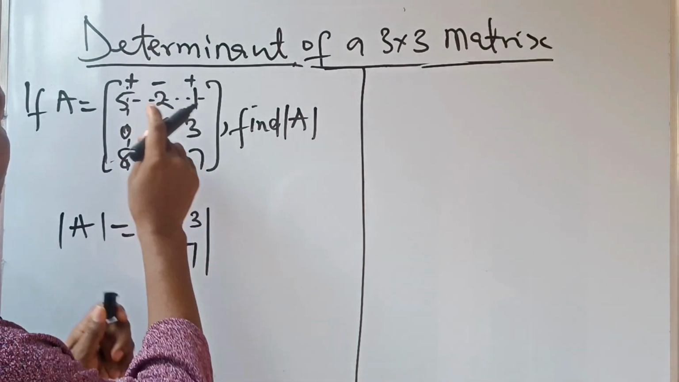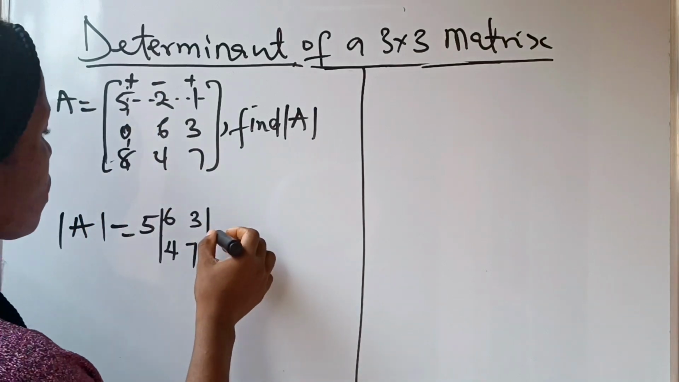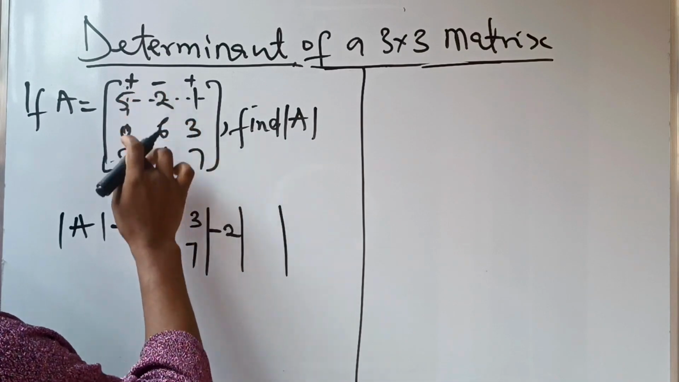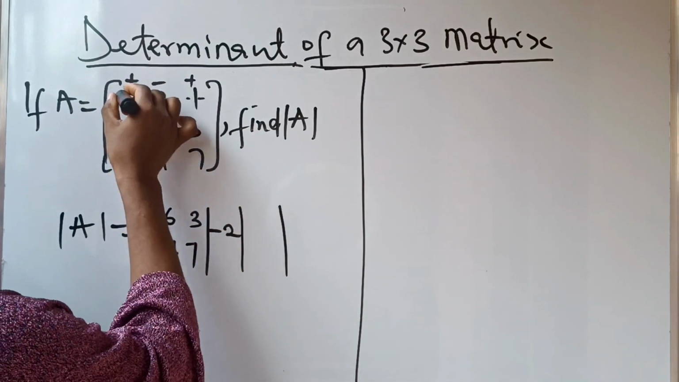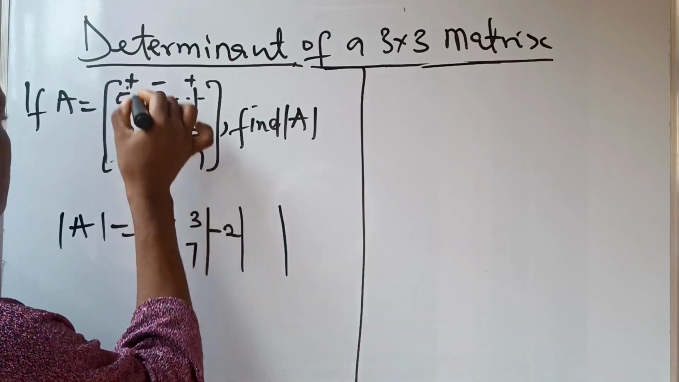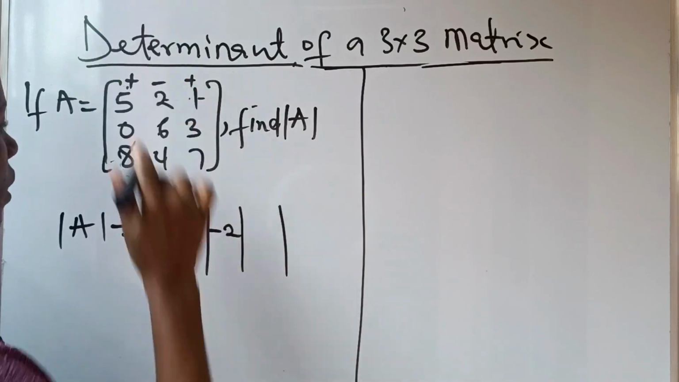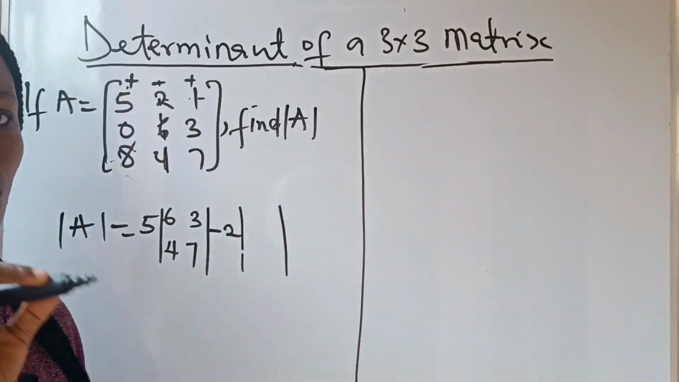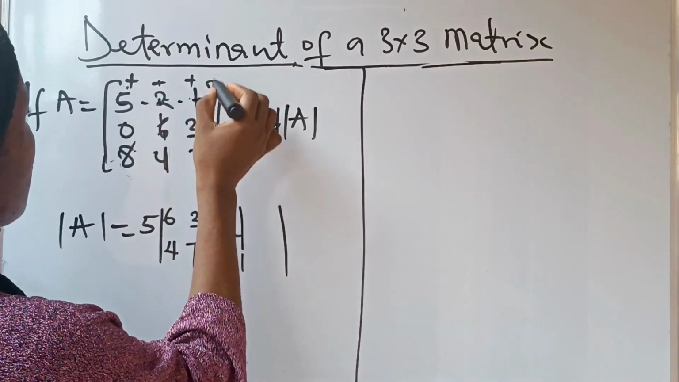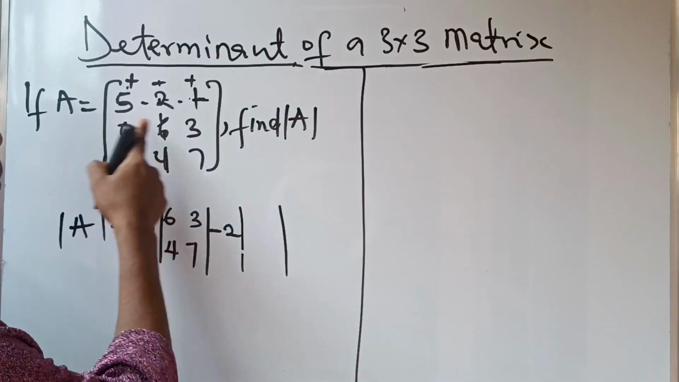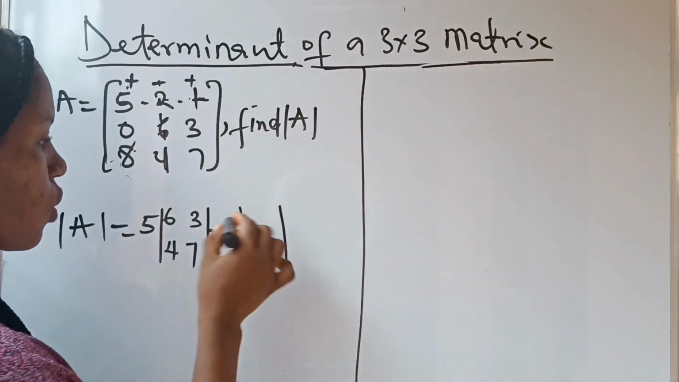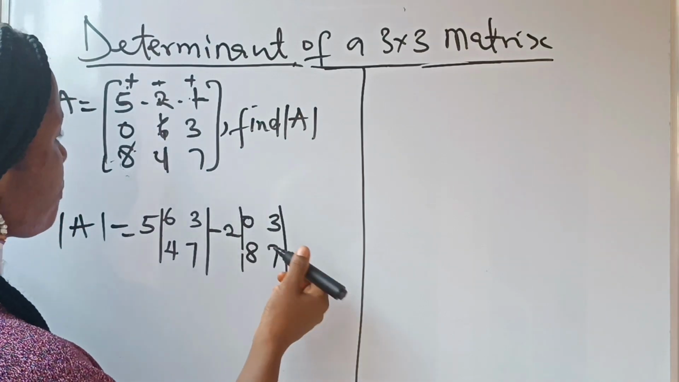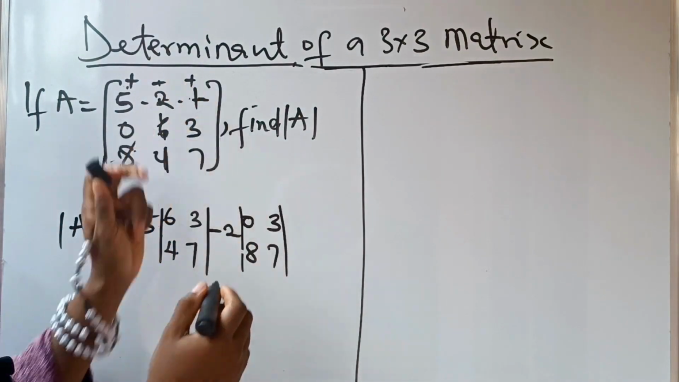Okay, so we go ahead and do minus 2. Minus 2, we open the bracket as usual. Now for minus 2, you draw your line vertically to cover it, horizontally to cover it. Notice that you have 0, 3, 8, 7 untouched. All right, then the next one is plus 1.